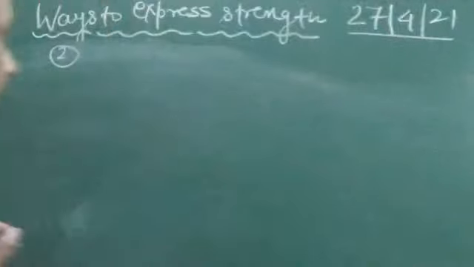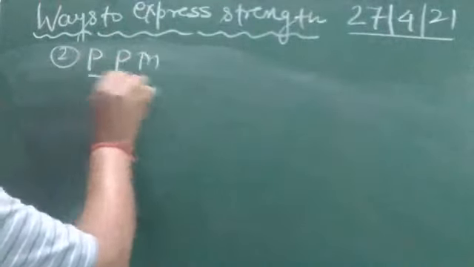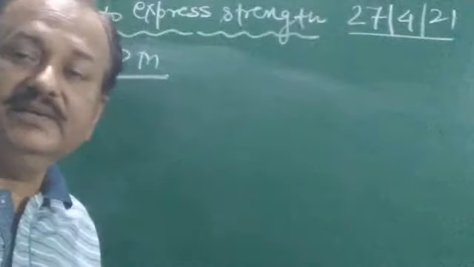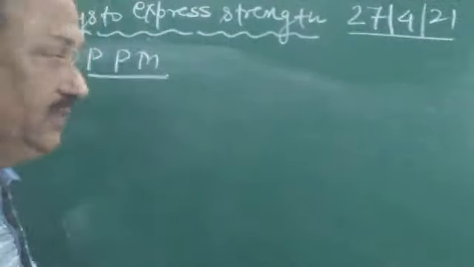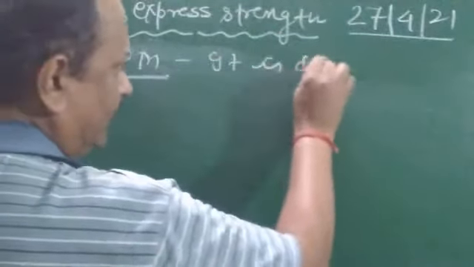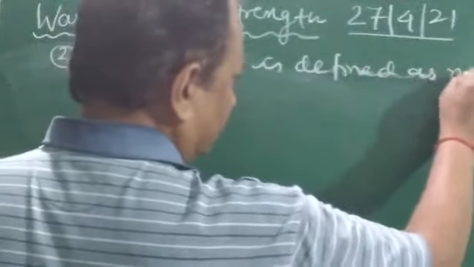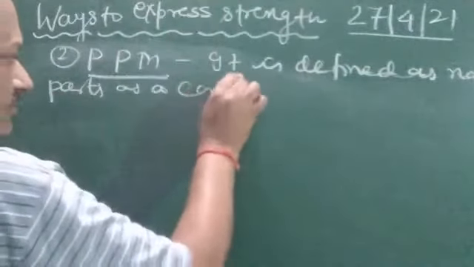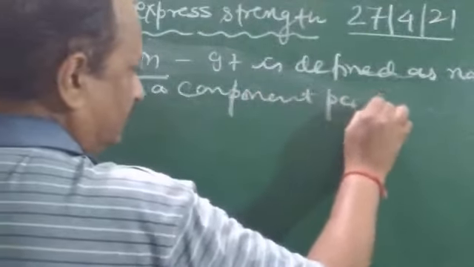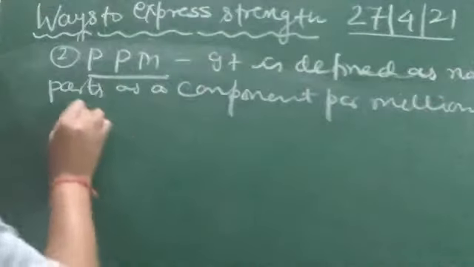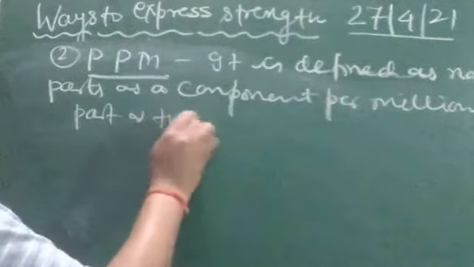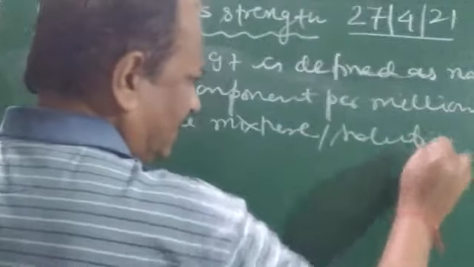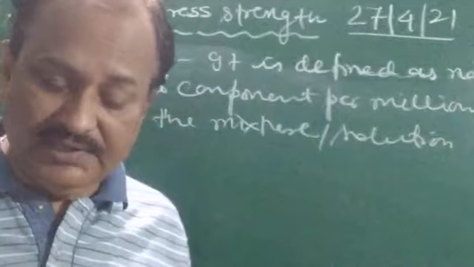Now second is ppm. ppm means parts per million. So it is simply the number of parts of one component present in 1 million parts of the other component. It is defined as the number of parts of a component per million parts of the mixture. It can be mixture, it can be solution. We can take anything.